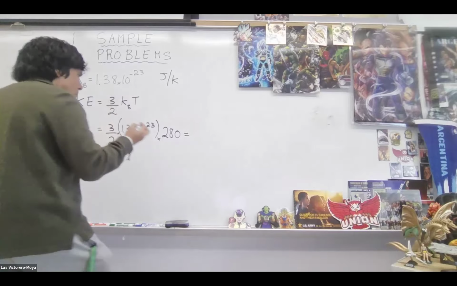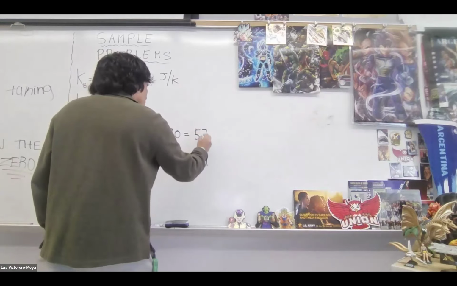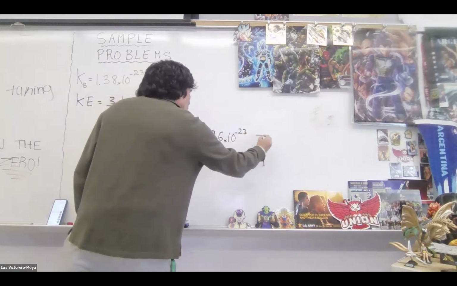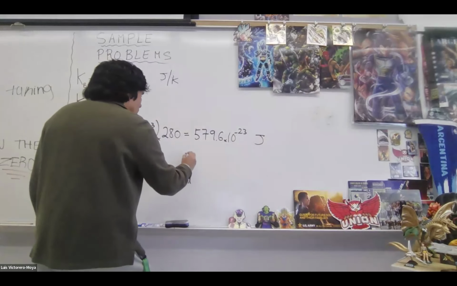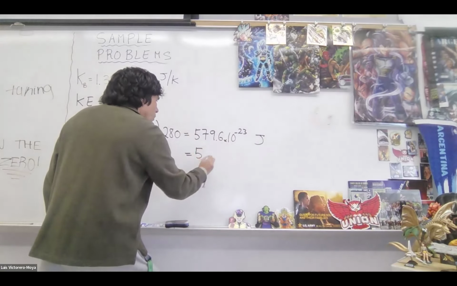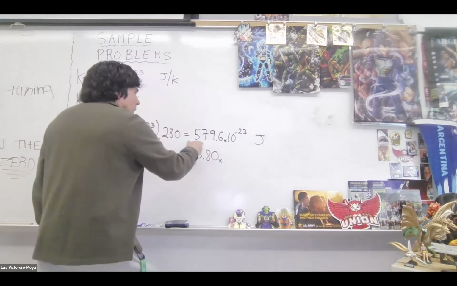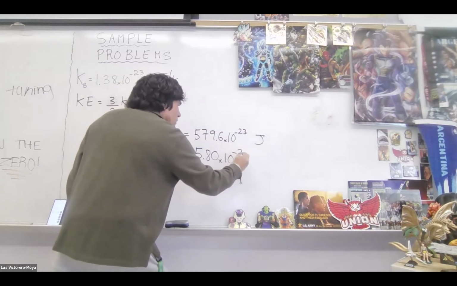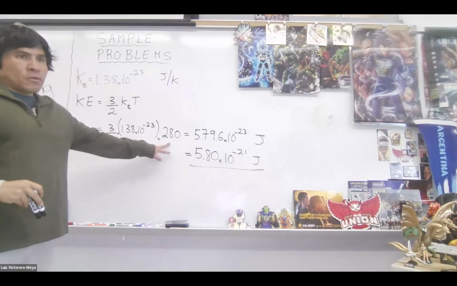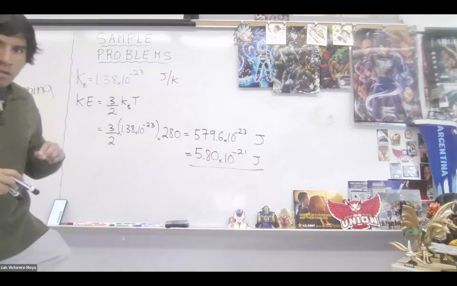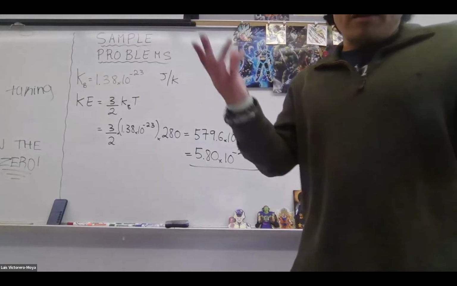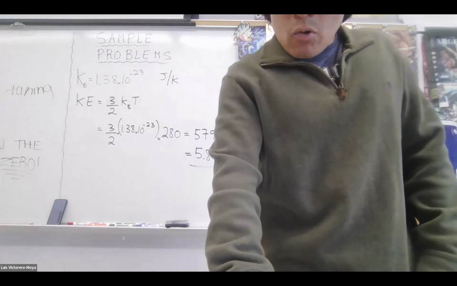So 579.6 times 10 to the negative 23 joules. That can be written as 5.80 times 10 to the negative 21 joules. Again, the energy depends only on the temperature, but the speed of the molecule does not. The speed of the molecule does depend on the molar mass of the element or molecule. So that's a question in the assignment.